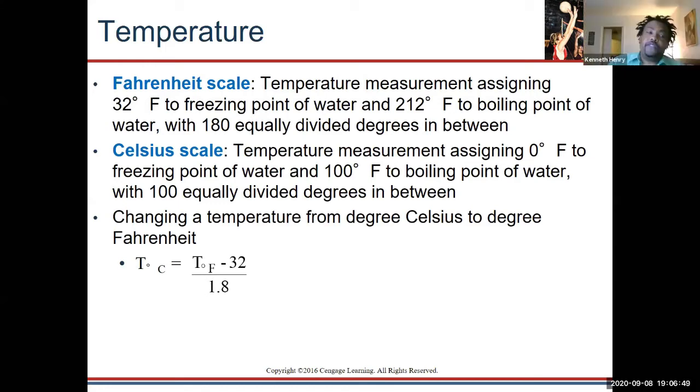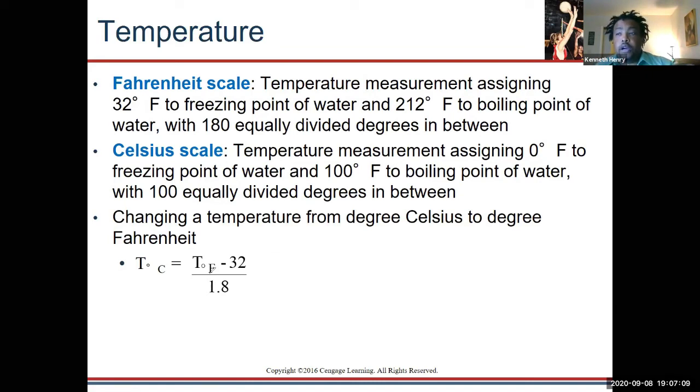So now that we've talked about absolute 0, let's talk about how you convert from Fahrenheit to Celsius, right? So this is the equation for converting Fahrenheit to Celsius. T F means degrees Fahrenheit, and T C is degrees Celsius. Let's test it out. I always like testing it out.